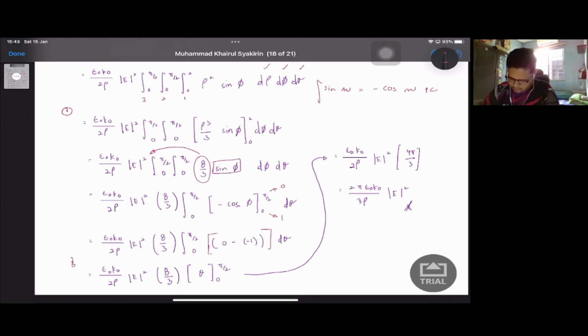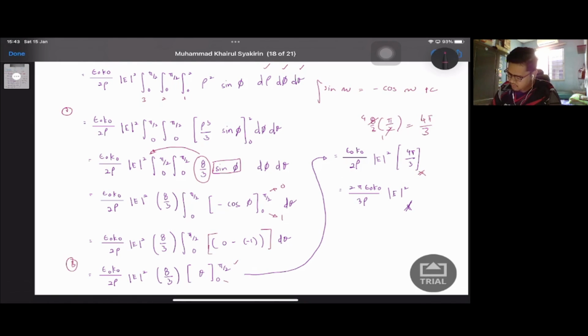The third step is we need to integrate theta, which is 1 d theta. After we integrate, we get theta and substitute from limit 0 to pi over 2. We get the final answer 8 over 3 multiplied by pi over 2, because theta at 0 is 0. So here we get 8 over 3 multiplied by pi over 2, and we get 4 pi over 3. Here is the answer.